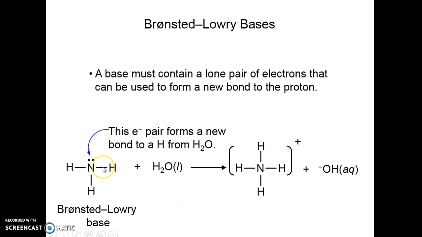Bases that are Bronsted-Lowry bases have a non-bonding pair that grabs a proton. So if I look at ammonia and it reacts with water, water gives up a proton to form hydroxide, and ammonia grabs the proton from water to form ammonium. We actually could define ammonia as a base because it produces hydroxide in water. So it is actually both an Arrhenius base and a Bronsted-Lowry base.